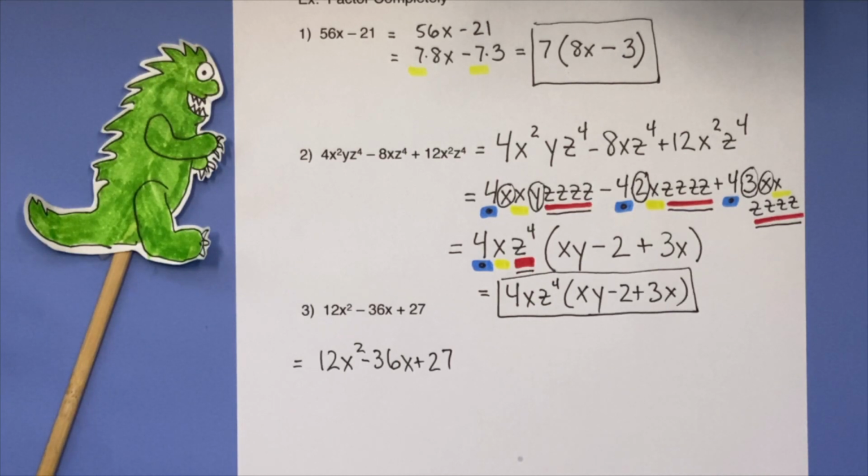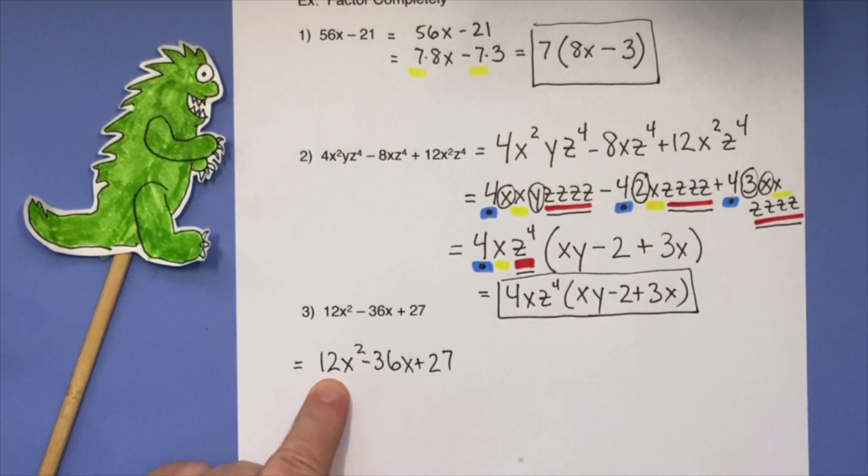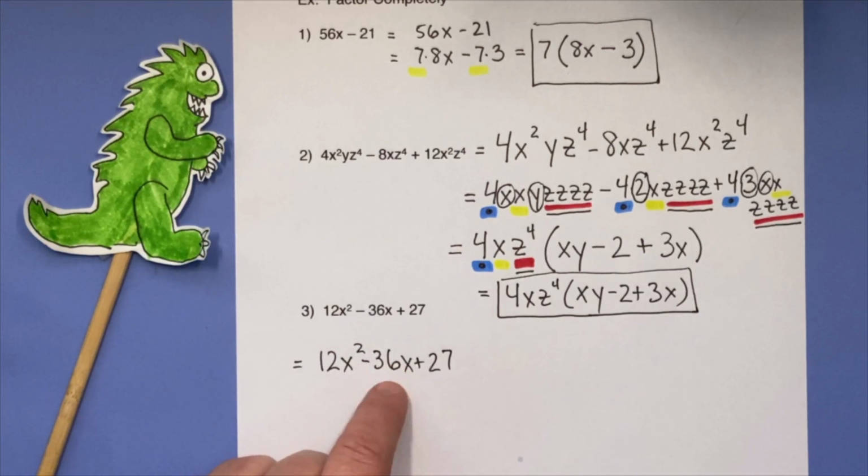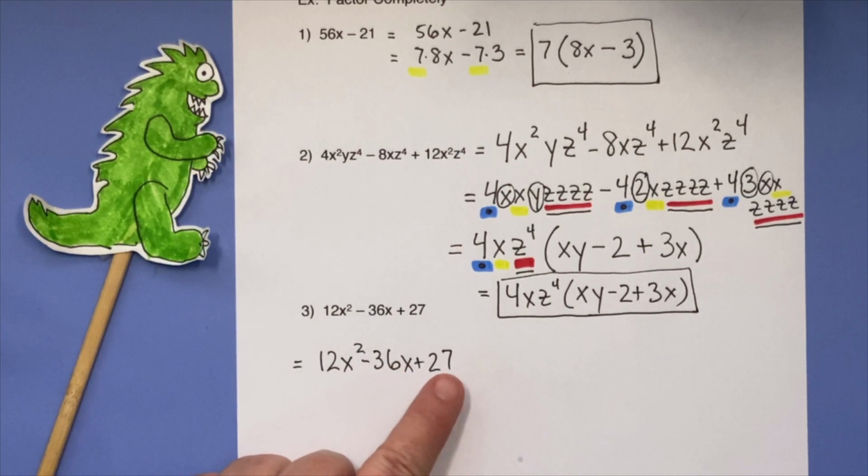So the question I have for you is, what do 12, 36, and 27 all have in common? You can think about 12, that's the smallest of the numbers, so let's look at that one. That's 3 times 4. 3 goes into 12, 4 goes into 12, 3 goes into 36, so does 4, but the only thing that goes into 27 are the 3's. So the thing they have in common is 3.